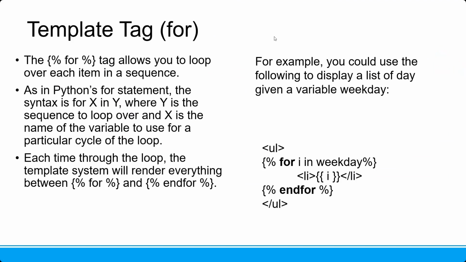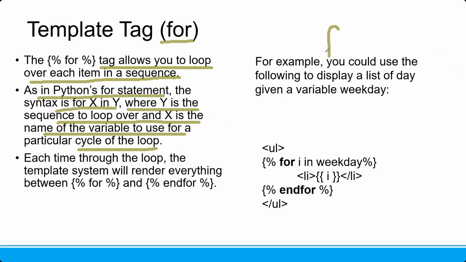Next is about loop, or we call it for. The for tag allows you to loop over each item in a sequence. As in Python's for statement, the syntax is for x in y, where y is the sequence to loop over and x is the name of the variable to use for a particular cycle of the loop. So if you have like for x in y, then it means x is the variable to make the loop and this is your data.